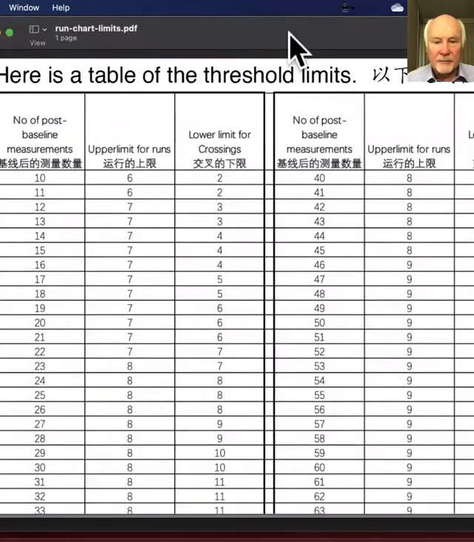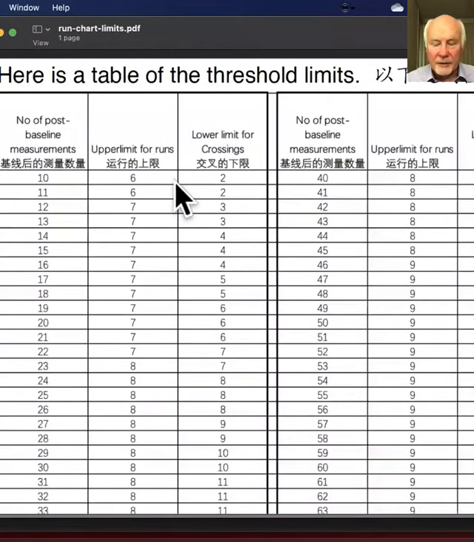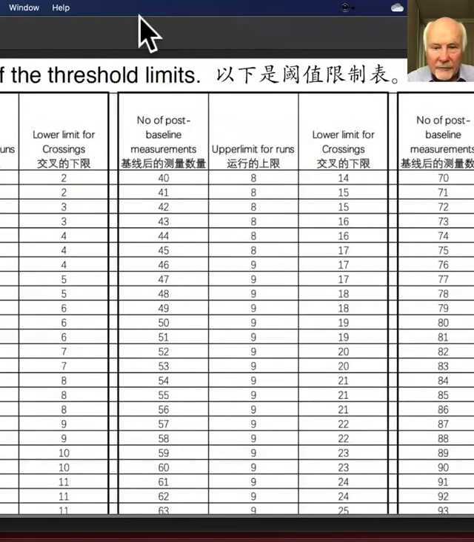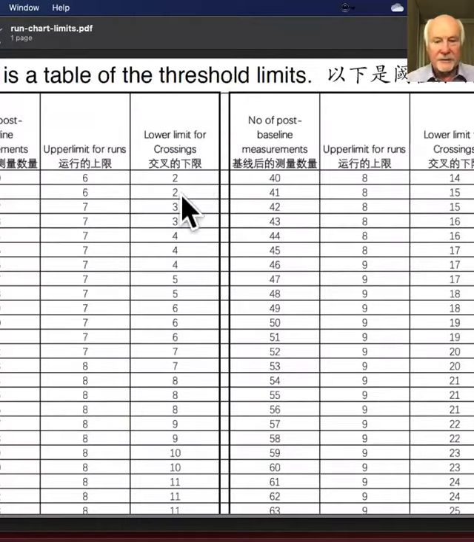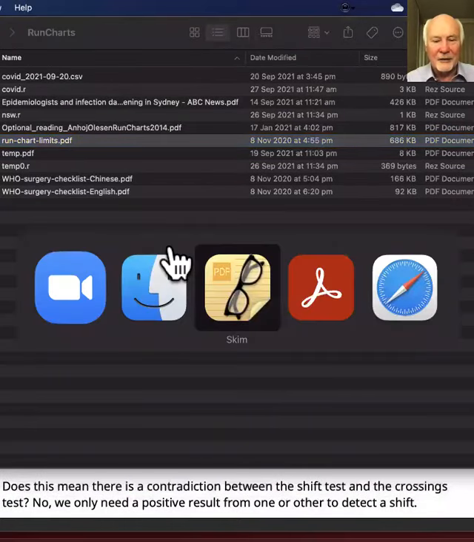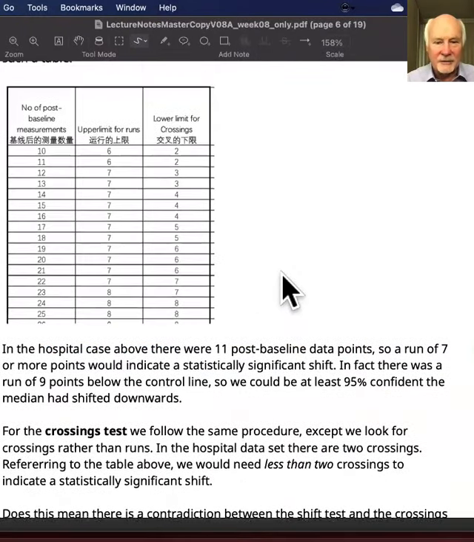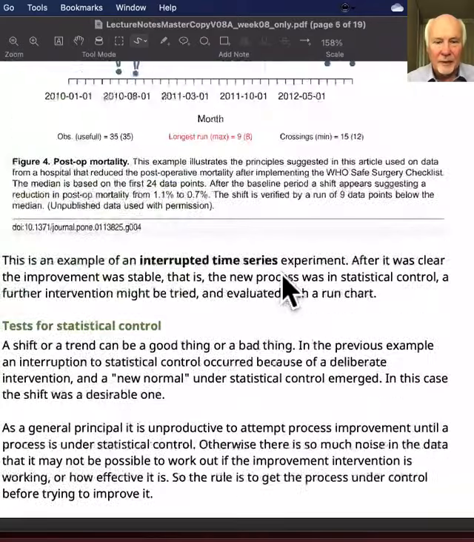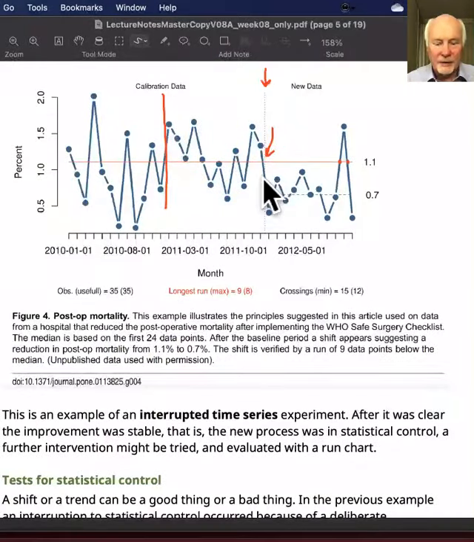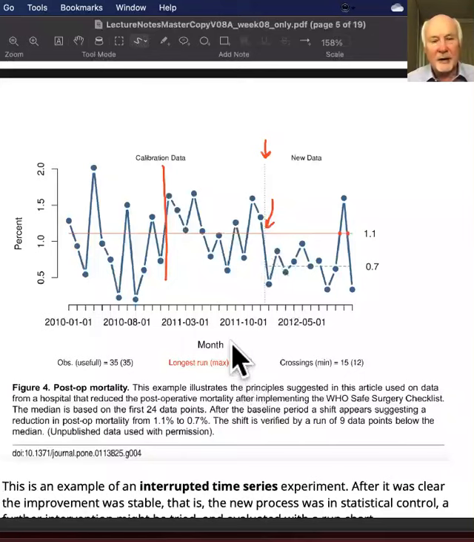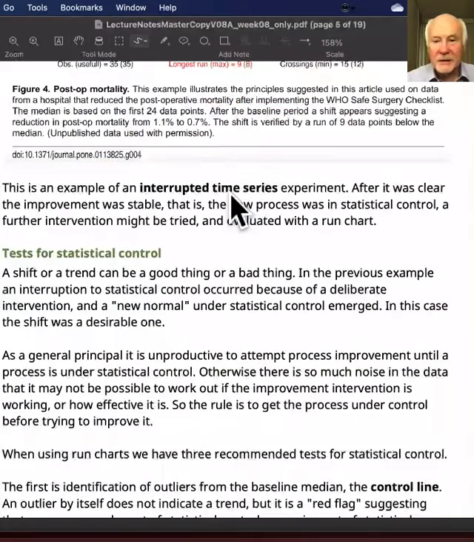What else can I say about it? Did I put the formulas there? No, I didn't. I usually get a question along the lines of, how do you calculate those shift and runs numbers? And the answer is in the paper that this was taken from, and I've put that paper on Wattle, so you can read all about the mathematics that lies behind this, and they did a bunch of simulation studies and so on to test all of this. Okay, that's run tests.